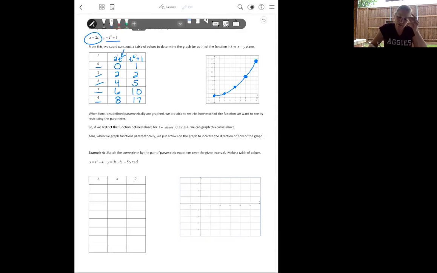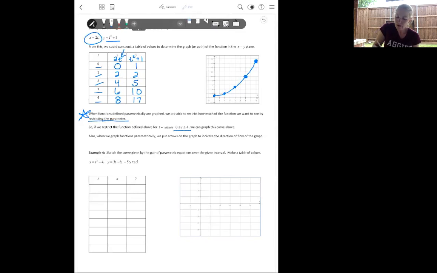So when functions defined parametrically are graphed, we're able to restrict how much of the function we want to see by restricting the parameter. So if we restrict the function defined above so that t is between 0 and 4, we can graph that part of the curve above. But it doesn't exist beyond that because that's what we defined it for.